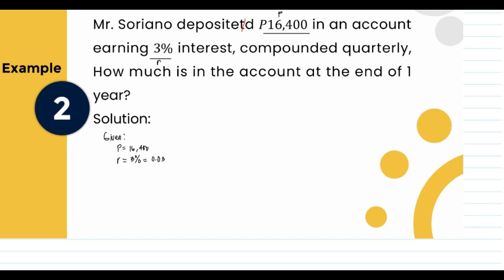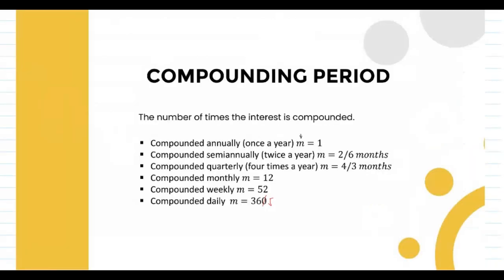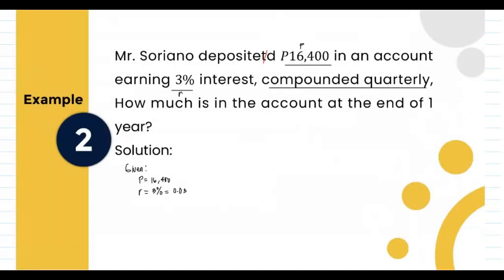And then, we also have this one, compounded quarterly. Again, as I've told you, sa ating compounding periods, if we go back to the slide, when it's compounded quarterly, that's going to be compounded 4 times a year. So every 3 months in a year. So we are going to make use of m is equal to 4. So this is going to be m is equal to 4.